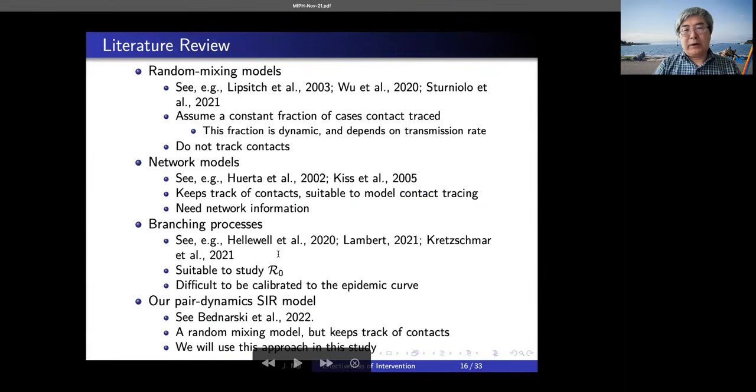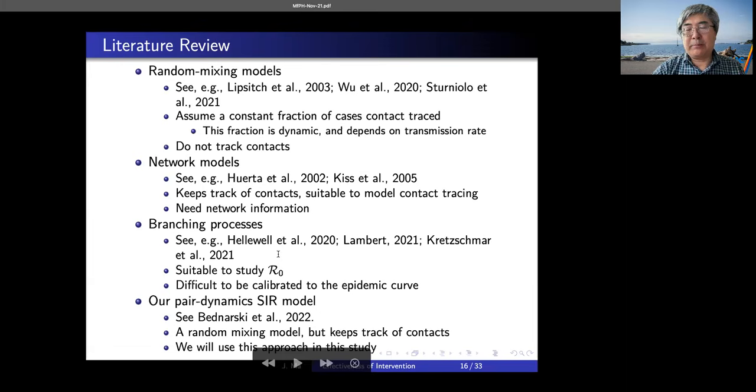There are many models. For example, the first compartmental model for contact tracing was introduced by Lipschitz's group to study SARS. There are also, for COVID-19, Jianhong Wu's group, etc., who have done contact tracing using a similar framework. They just assume a constant fraction of the cases are contact traced. However, this fraction is actually a dynamic variable.